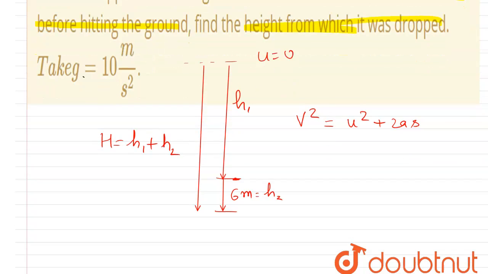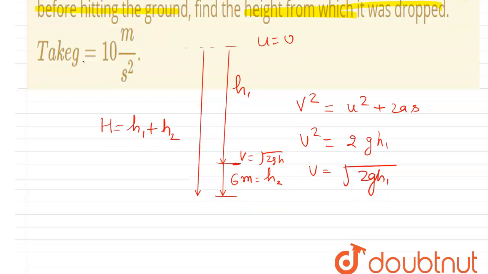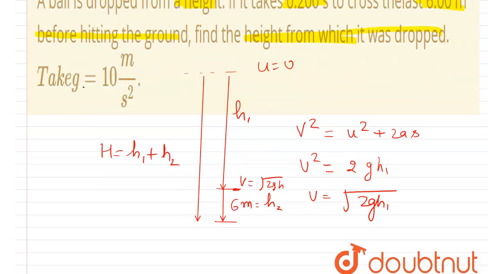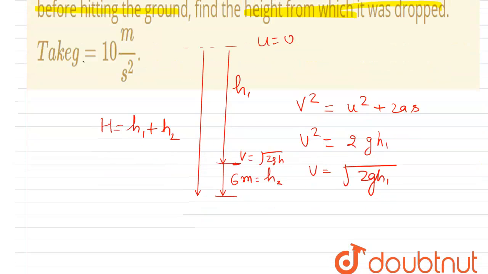So I will write the third equation of motion to find out the velocity after traveling h1. Here I am taking the downward direction as positive, right? So it will have a velocity v equal to under root 2g h1. Now it is given in the question it takes 0.2 seconds to travel this 6 meter, right? So we can write the second equation of motion to get this h1.